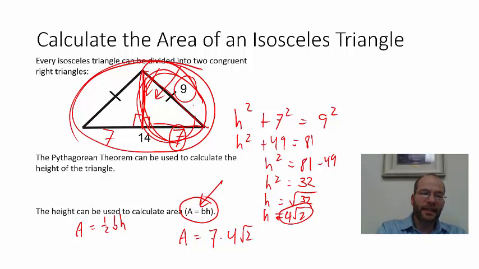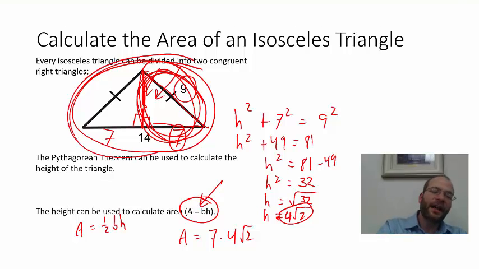I'm still working in the context of the small triangle, but I'm going to find the area of the large triangle. Why does that work? Because I've divided my base in half. My base is actually 14. And so when I've done that, I've actually taken into account that 1/2 already. It's a bit of a shortcut.